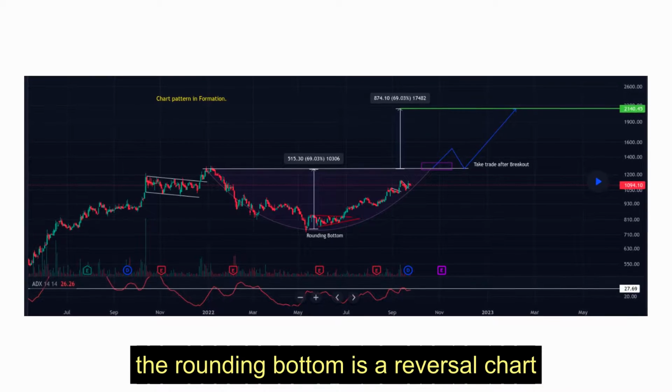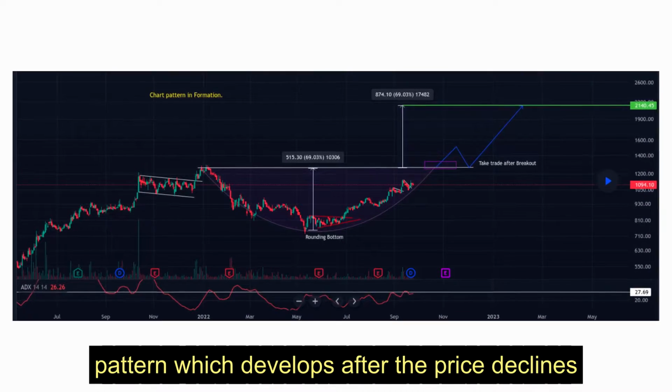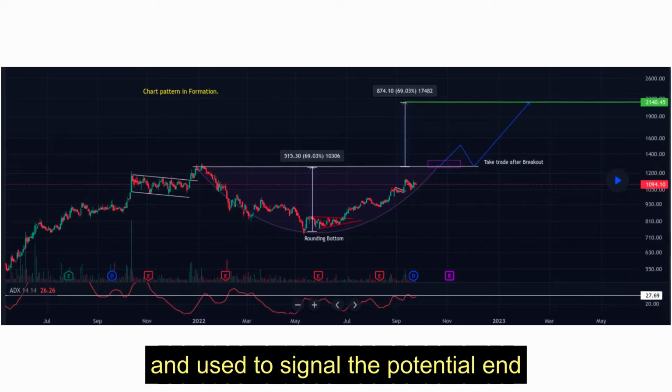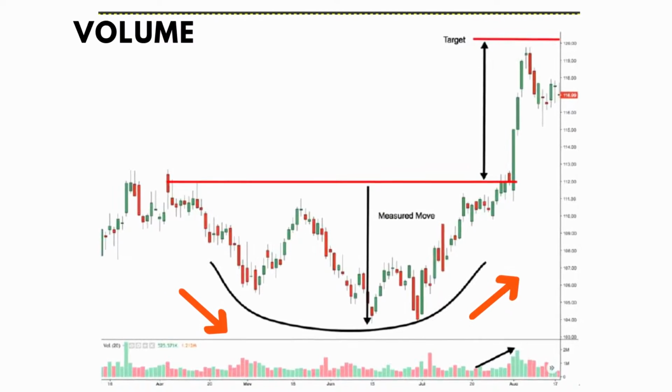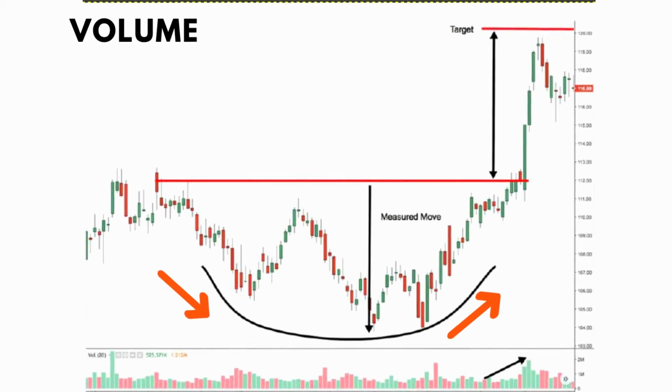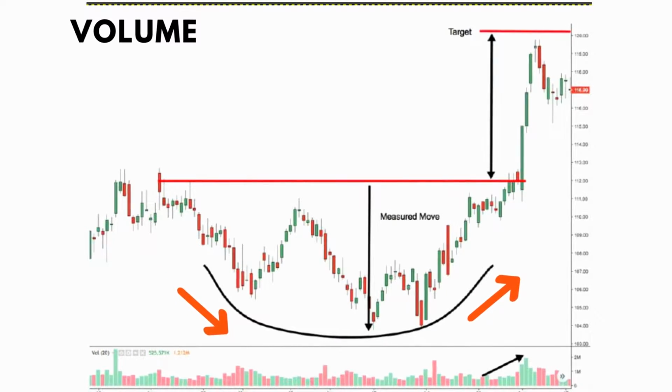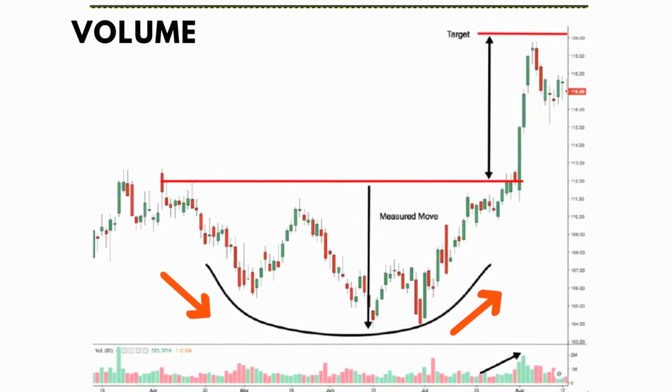The rounding bottom is a reversal chart pattern which develops after a price declines and is used to signal the potential end of a downtrend. Volume will tend to mirror the price as it rises and falls with the price, then expands on the breakout.